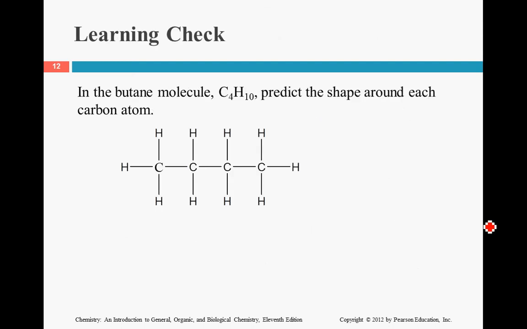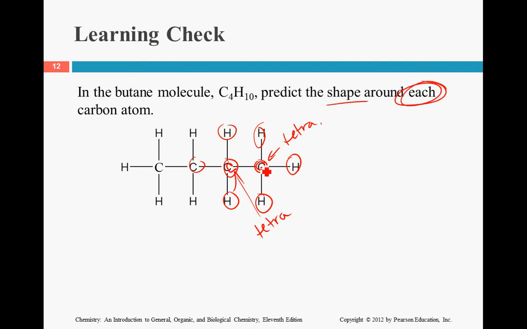So if we're looking at butane, predict the shape around each carbon. Well, because they're each single bonds bonded to 4 different things, this carbon is going to be tetrahedral. Whereas if we're looking at this carbon, it's 1, 2, 3, 4, still 4 single bonds. That's going to be tetrahedral as well. So when they're talking about the shape, they're looking at each and every carbon. Each of these carbons all have a tetrahedral shape because they all have 4 things coming off of it in a single bond.